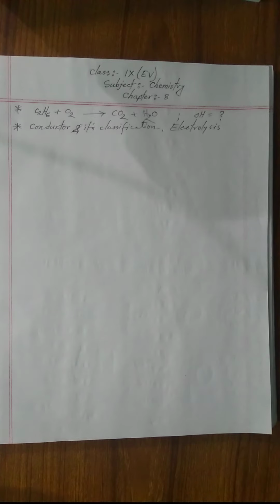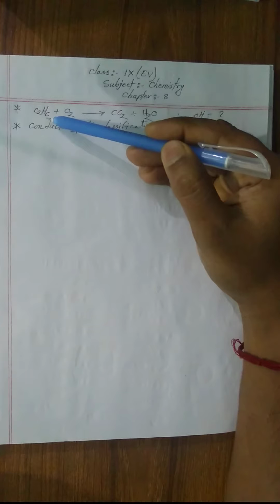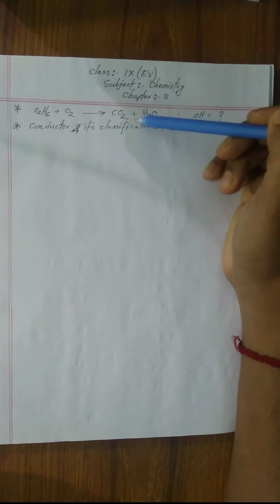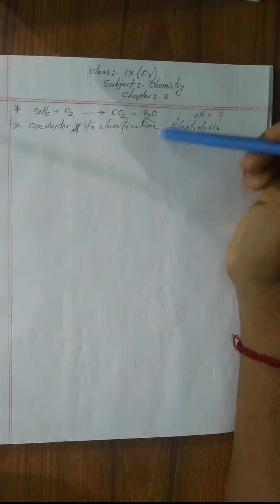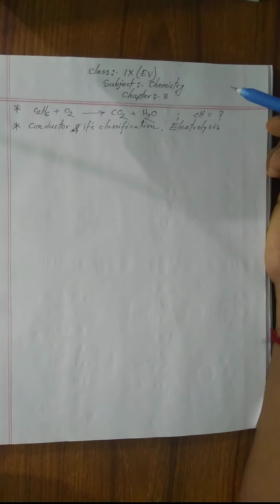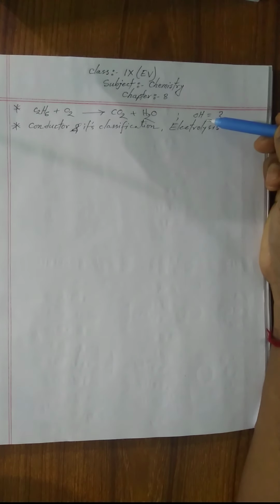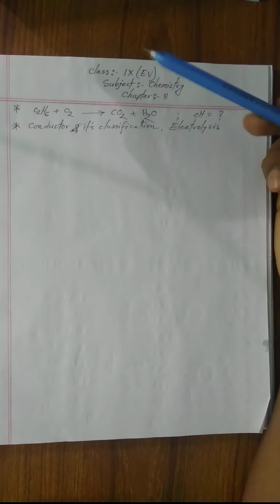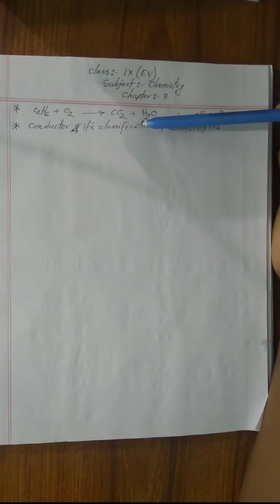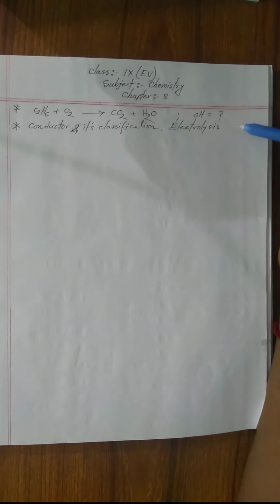Today I want to discuss the topics for today. There is a problem in which we have to calculate delta H. The reaction is that ethene reacts with oxygen and produces carbon dioxide and H2O. This is the reaction. So we have to calculate the value of delta H. And next topics are conductor and its classification, and electrolysis. These are the topics for today.